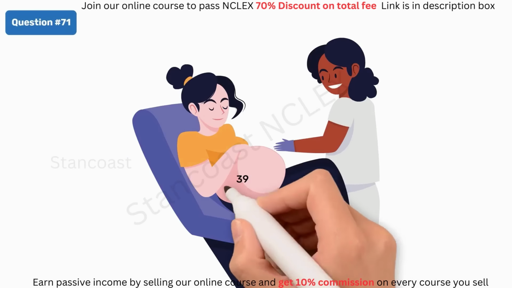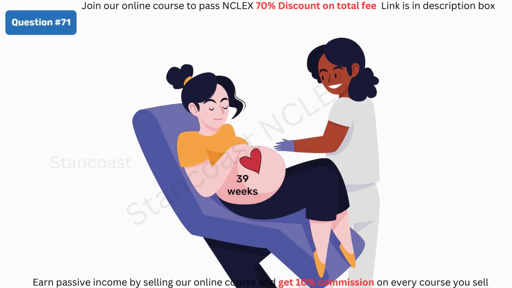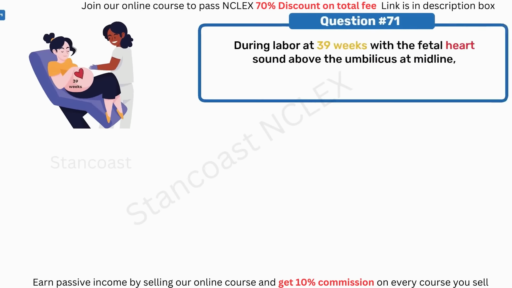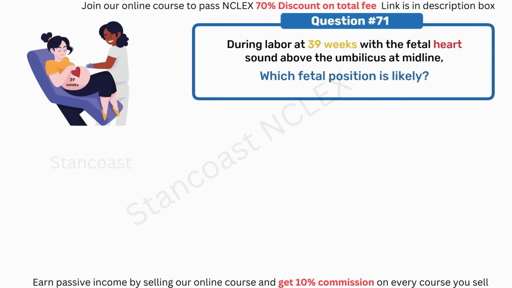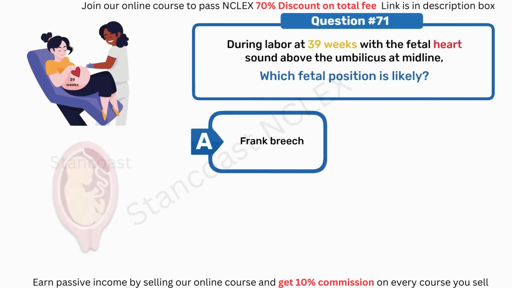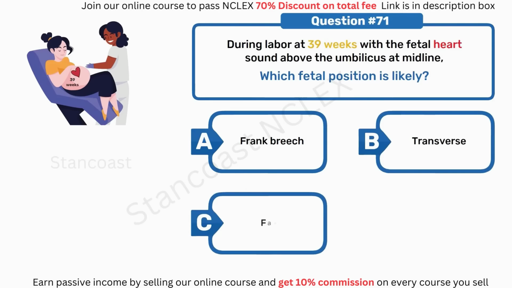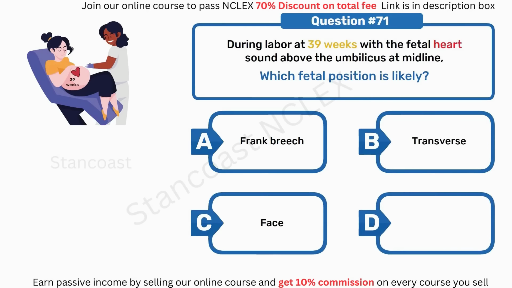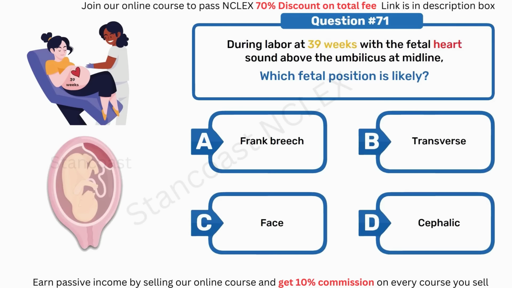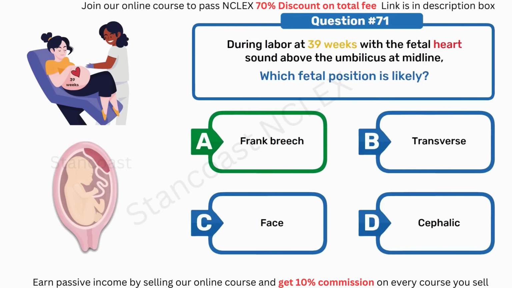During labor at 39 weeks with the fetal heart sound above the umbilicus at midline, which fetal position is likely? A. Frank breech. B. Transverse. C. Face. D. Cephalic. Here, option A is correct.